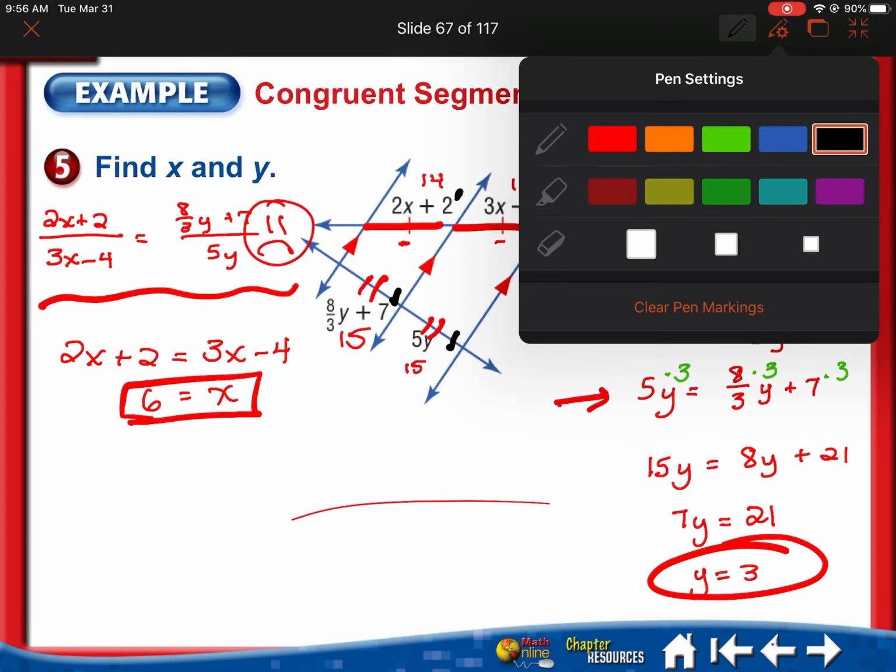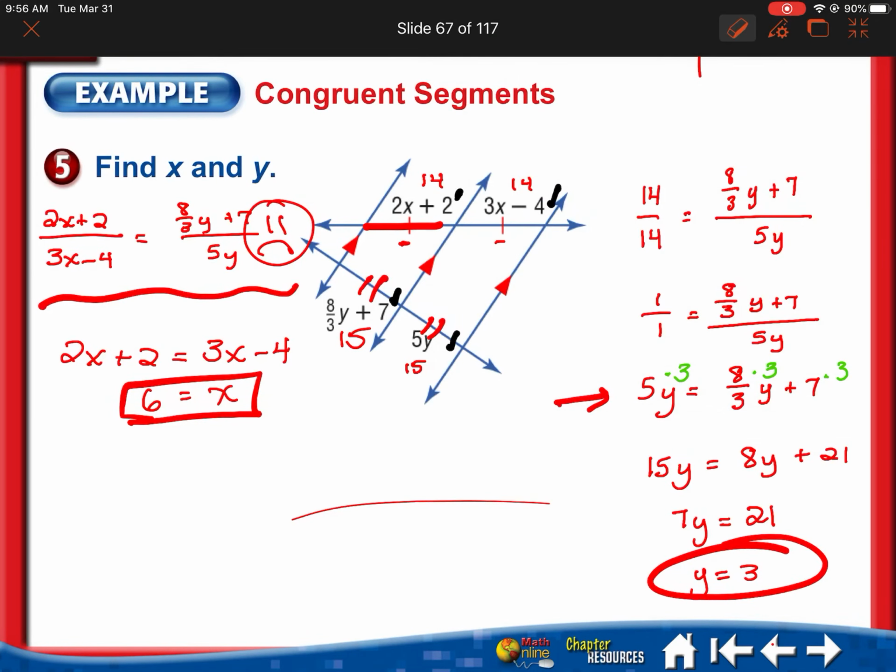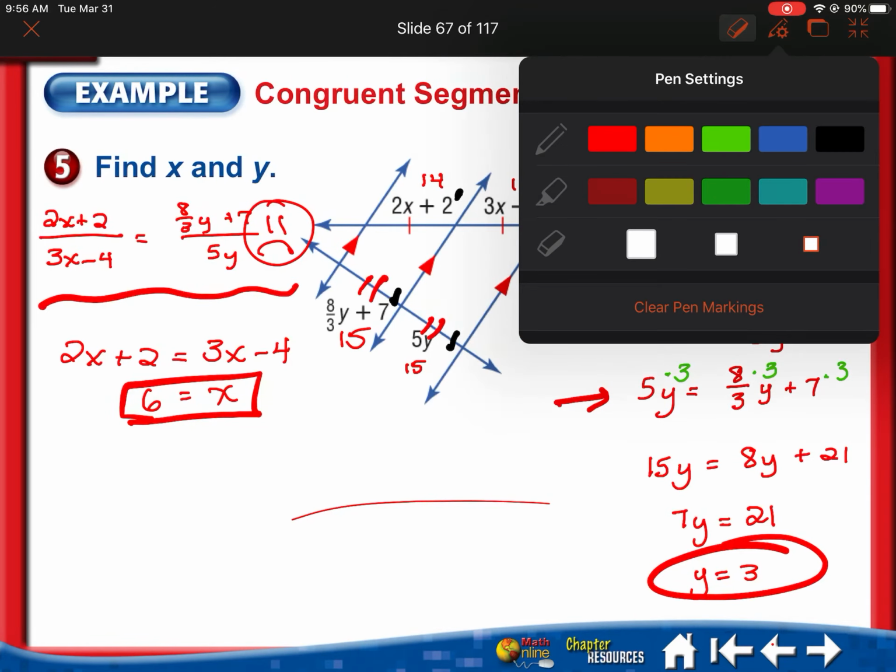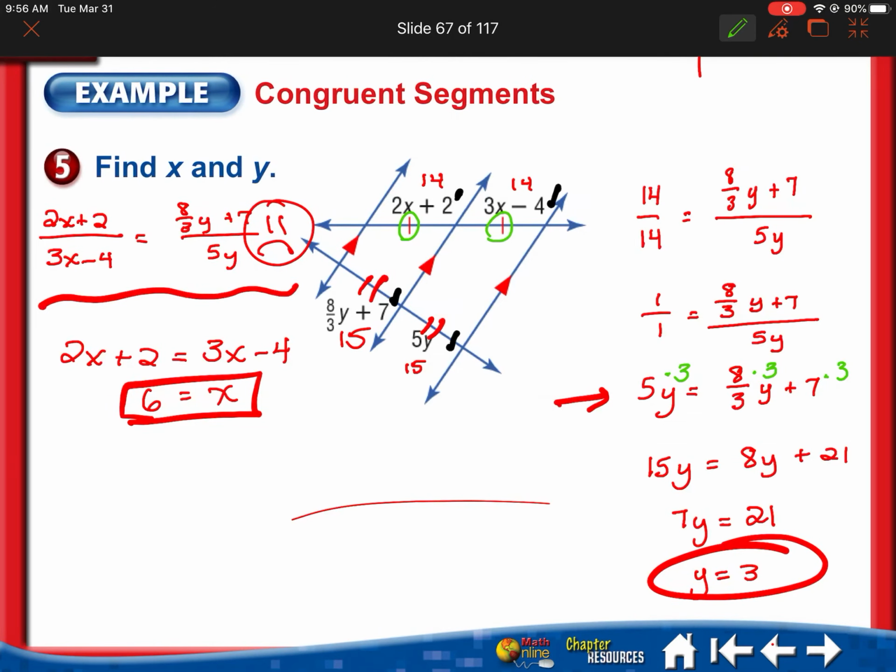So then we had to go back and say, okay, what information did they give us in the picture? And if you see here through all my writing, they told us that those two segments are equal. So we went through, set them equal to each other, and solved it. So we subtracted 2x from 3x and added 4 to both sides, and we got x is equal to 6.